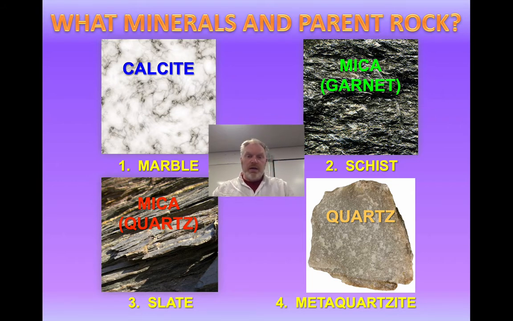Knowing these minerals, then, we can also determine the parent rock. Why are these minerals different? For marble, the parent rock is limestone. That's why it contains calcite. So if we heat up limestone, we get marble. For schist, it's a shale or a mudstone. Doesn't look much like a shale or a mudstone, but that's what it started out as before it completely recrystallizes.